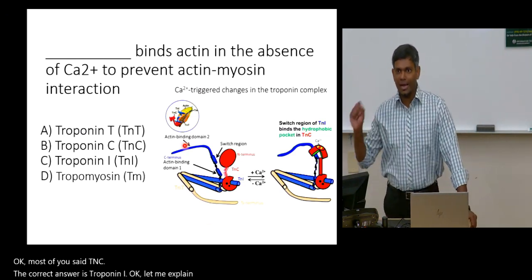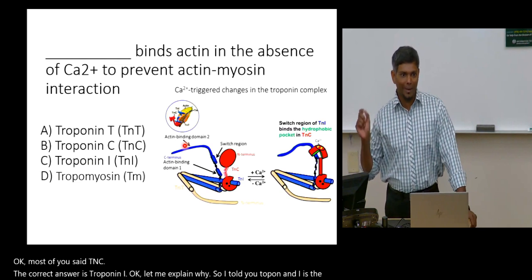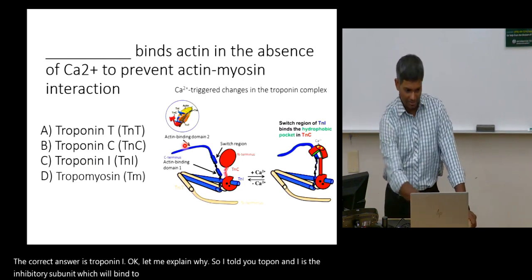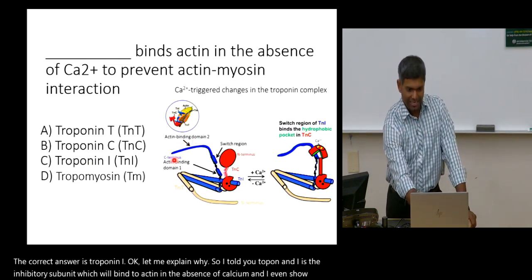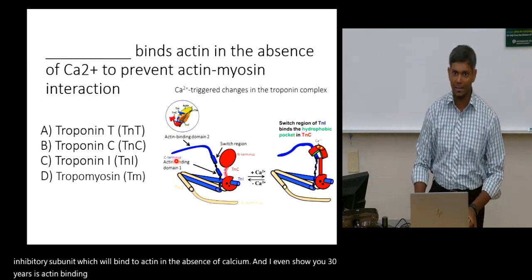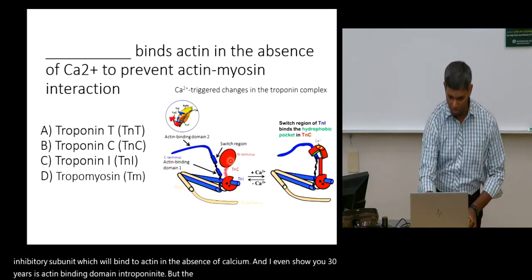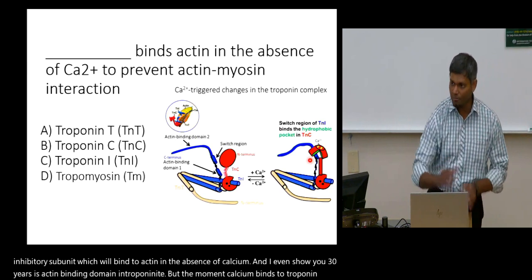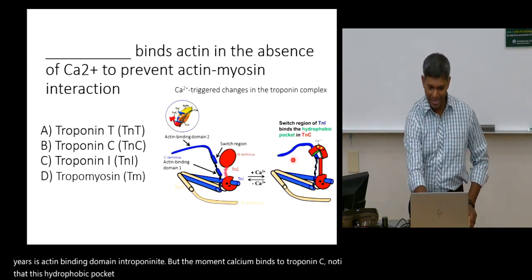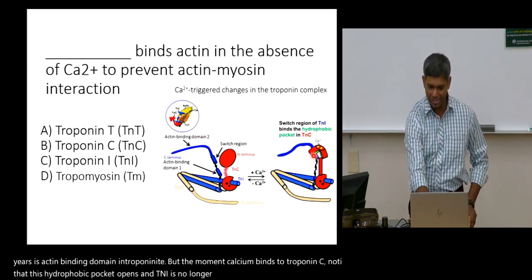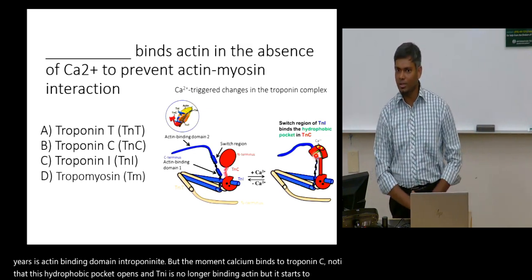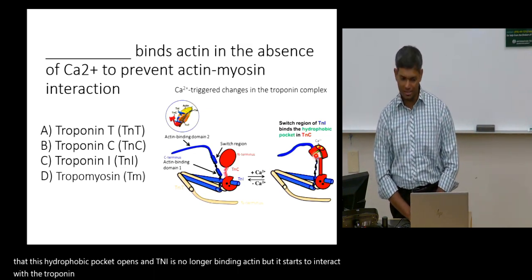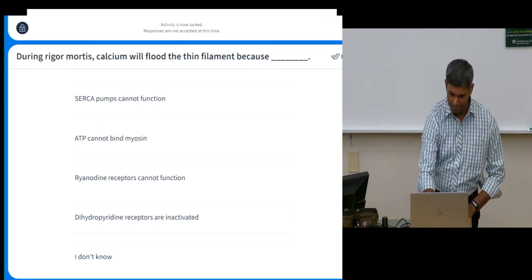So I told you troponin I is the inhibitory subunit which will bind to actin in the absence of calcium, and I even showed you here's this actin binding domain in troponin I. But the moment calcium binds to troponin C, notice that this hydrophobic pocket opens and TnI is no longer binding actin, but it starts to interact with the troponin C subunit. Alright, so the right answer is troponin I.